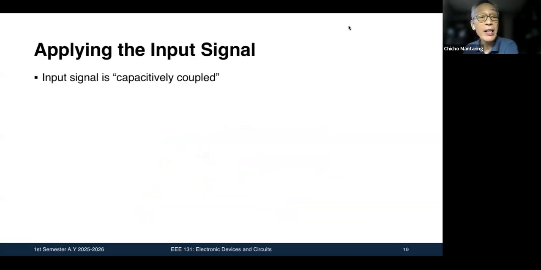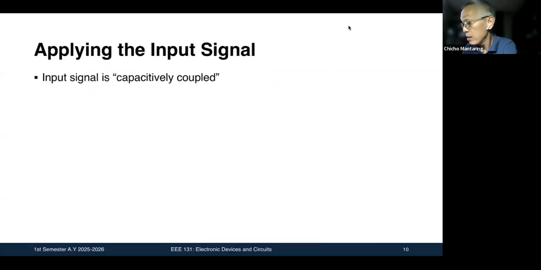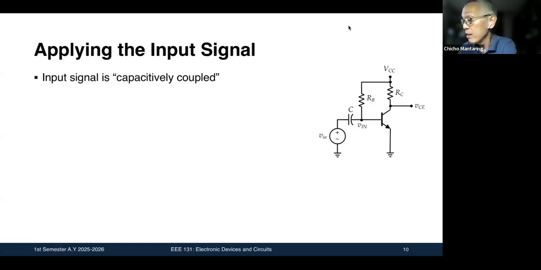Next is applying the input signal. So we only talked here about the biasing circuit. How do we apply the input signal? The input signal is capacitively coupled. So this is how you apply the input signal. You apply it through a capacitor.